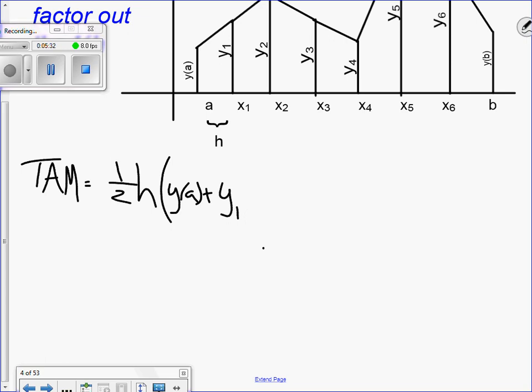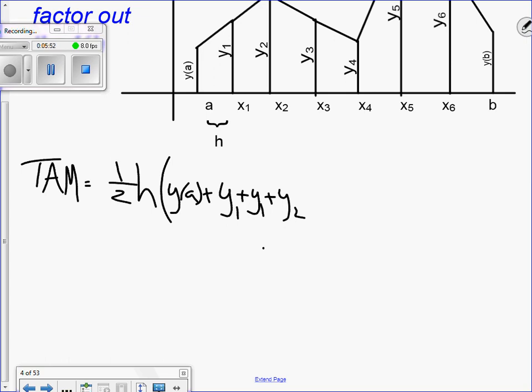All right, now we got to add that to the sum of the bases for the second trapezoid. So for the second trapezoid, well, now we're moving on to this one. It's Y1 plus Y2. We need the sum of the bases. So Y1 plus Y2. I'm not even going to try to fit it on one line.